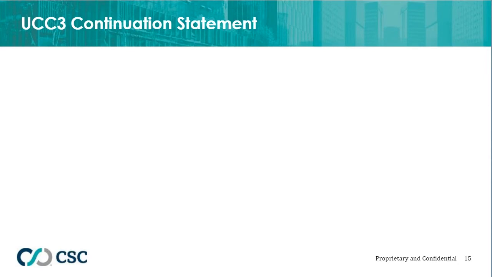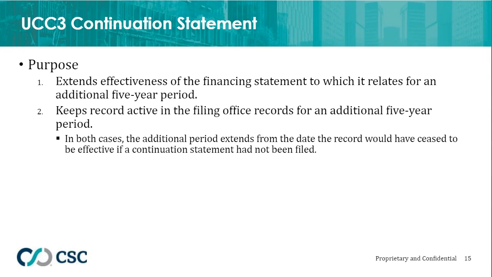Next, I want to talk about the continuation statement. The purpose of the continuation statement is twofold. It does two different things. First of all, it extends the effectiveness of the financing statement to which it relates for an additional 5-year period. And then the second part of it is it will keep the record active in the filing office records, so it will show up on searches for an additional 5-year period.